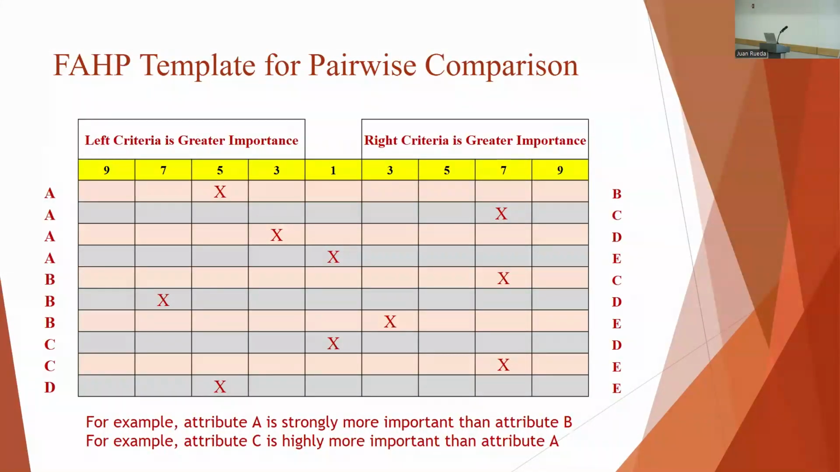So here's the template that our experts used for pairwise comparison. Again, 5 attributes, there's 10 pairwise comparisons. So here, attribute A, okay, is strongly more important than attribute B by that expert. And then attribute C is highly more important than attribute A. So each person filled out this template.